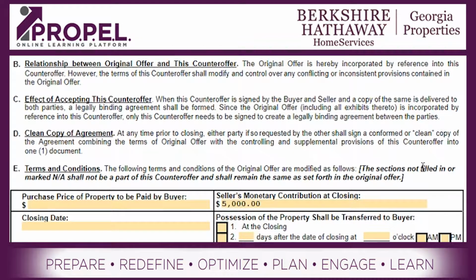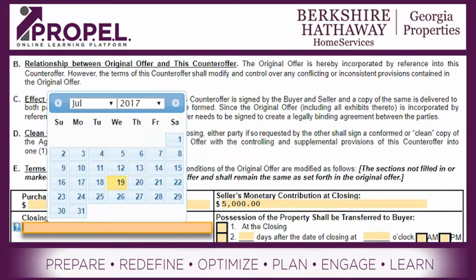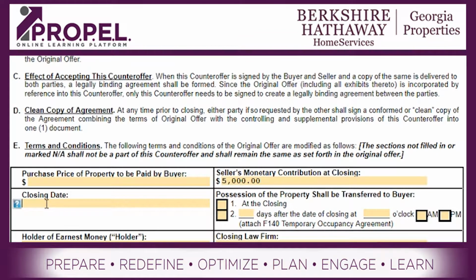I want you to pay attention to this. The sections not filled in or marked NA shall not be part of this counteroffer and shall remain the same as set forth in the original offer. I don't like leaving anything blank, so I'm going to put in NA or 0. I generally, where there's an opportunity for somebody to put something in, I'm going to put something in. I would put the closing date as the same date. That I wouldn't necessarily worry about. But in this situation, $5,000 is what we would be countering if I had received the offer and was countering it back on behalf of my sellers.